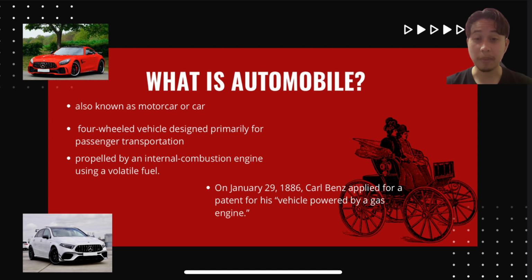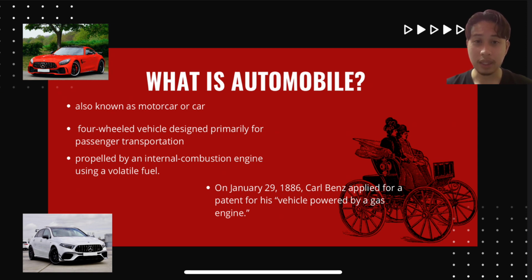What is automobile? Automobile, by name auto, also called motorcar or car, is usually a four-wheel vehicle designed primarily for passenger transportation and commonly propelled by an internal combustion engine using volatile fuel.